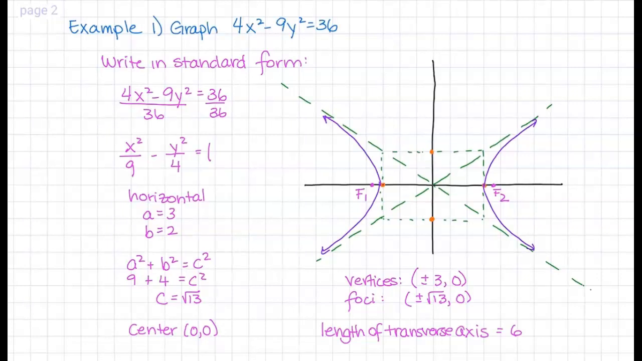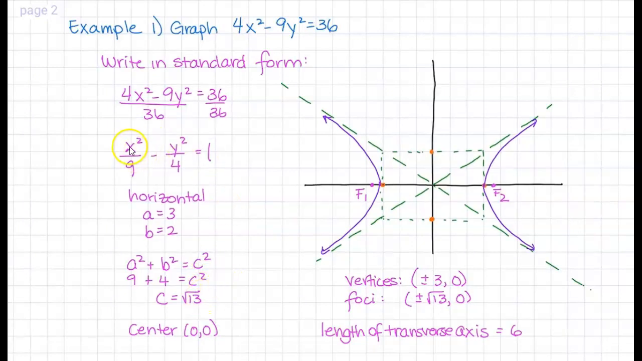And just like with ellipses, we have to put it in standard form first, which means making this side equal 1. So I had to divide both sides by 36 first. And when I do, I get this. It all simplifies down. Now I can see that my x term is positive, so that makes it horizontal. I can see that a squared is 9, so a is 3, and b squared is 4, so b is 2. Using this equation to relate a, b, and c, we can find that c is root 13.